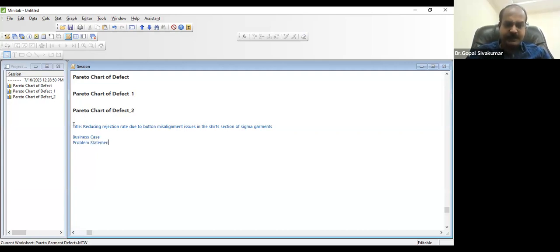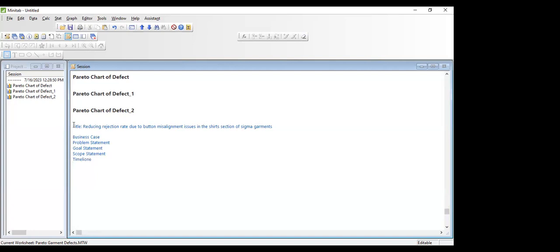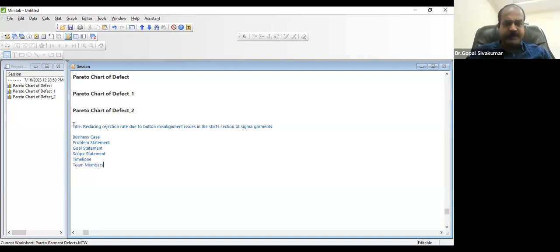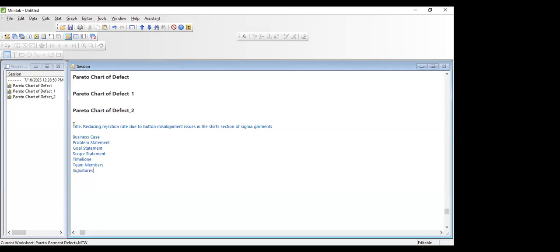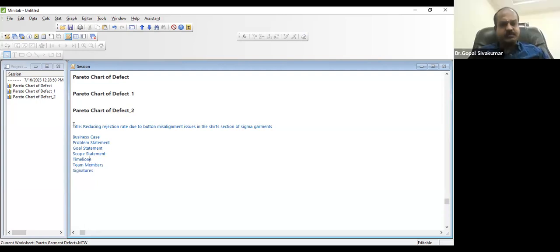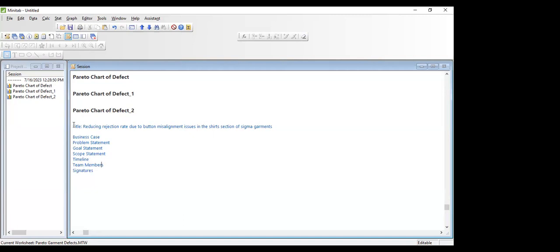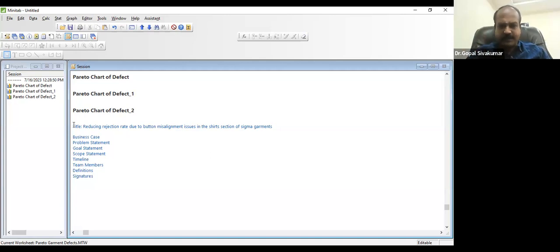Business case, problem statement, goal statement, scope statement. Then we need timeline. Then we need team members. And then we need signatures. And if required, some definitions have to be added. Any terminology, if you think it is confusing, then you can define, and that is called operational definition.